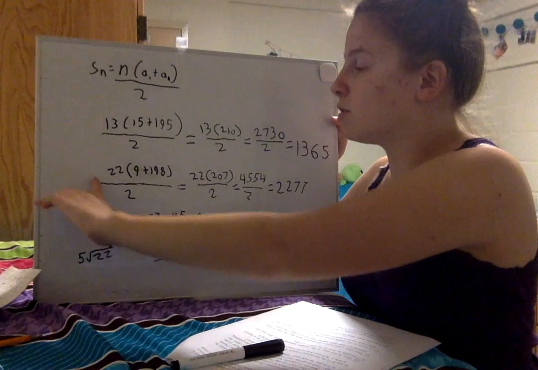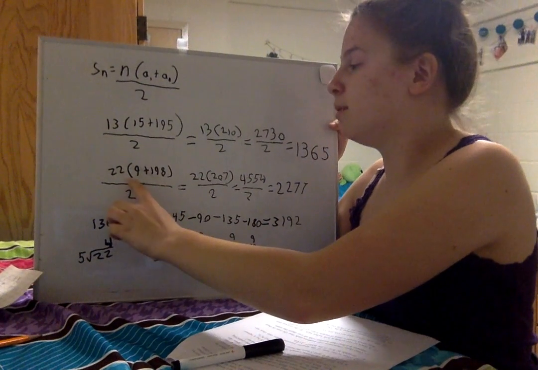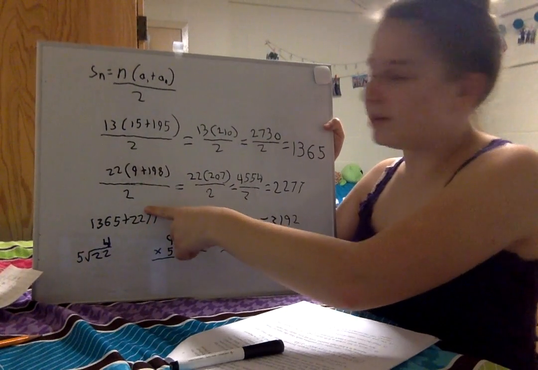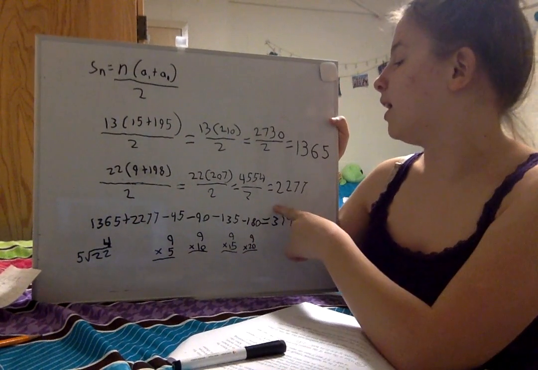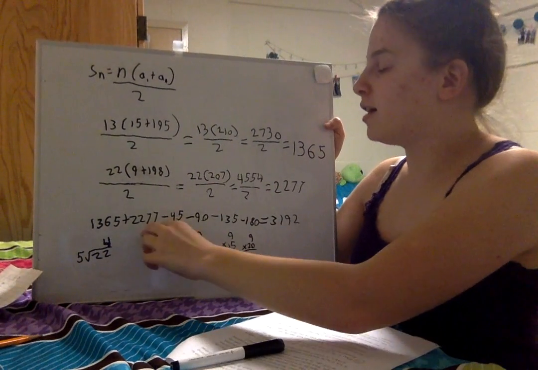So I knew there was going to be 22 terms that were divisible by 9 from 1 to 200. The first term would be 9, and the last term would be 198, and divide that by 2. And I simplified, and I got 2,277. And then I add those together.